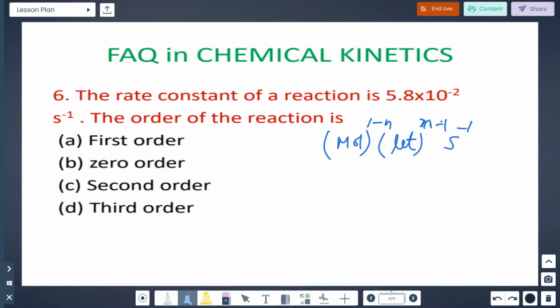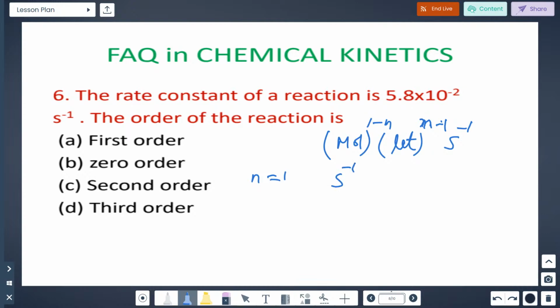Understood? Here, what's the unit? Per second is the unit. Then only I put n is equal to 1. If n is equal to 1, it's a first order reaction. Now if you put n is equal to 1, what happened? 1 minus 1 is 0. Anything power 0 will be 1. Here also you put 1 minus 1, 0. Anything power 0 we get 1. So this will be 1. What's remaining? Only per second is present.